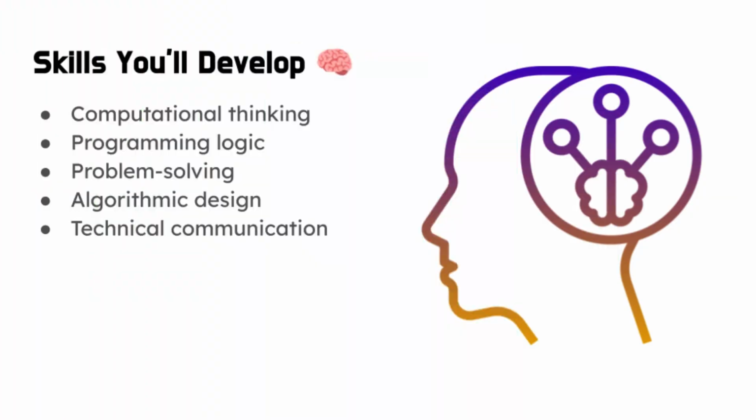Over the 2 years, some of the key computer science skills you'll develop are computational thinking, programming logic, problem solving, algorithmic design, and technical communication. The first 4 of those are especially relevant to any programming or algorithms that you might need to solve. Technical communication is more for the ethics topic, where you need to apply justification and reasoning with your answers, thinking about different points of view and how people are impacted by technology.